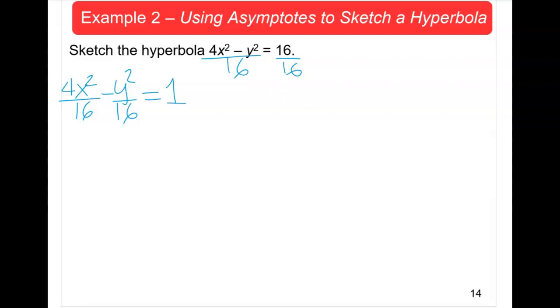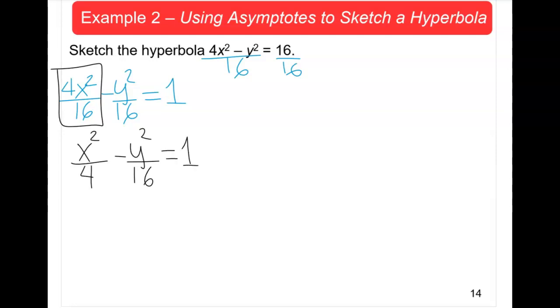We could simplify this part right here, because 4 and 16 can both be divided by 4. So 4 divided by 4 is a 1. So we will have 1x squared, and then over 16 divided by 4, which is a 4. And then we have minus y squared over 16.